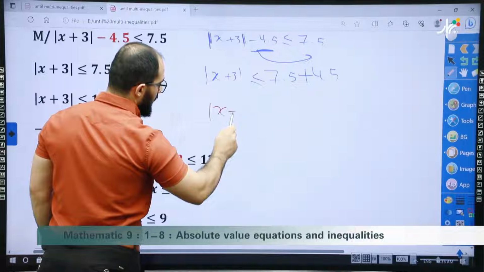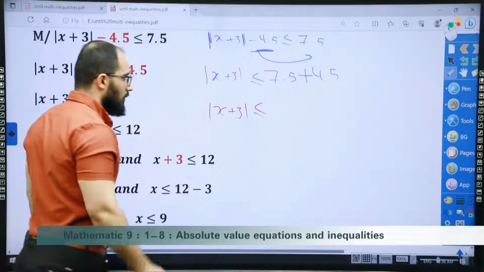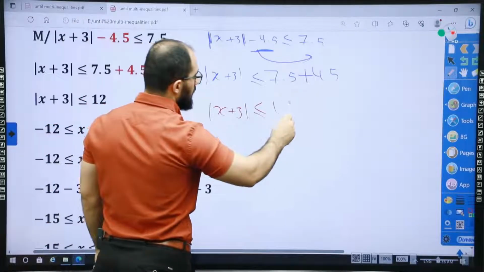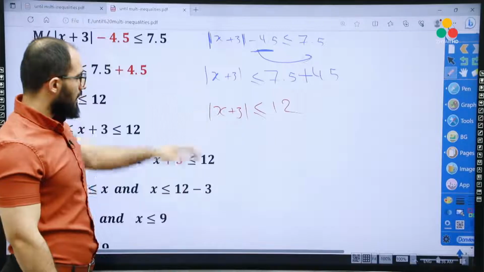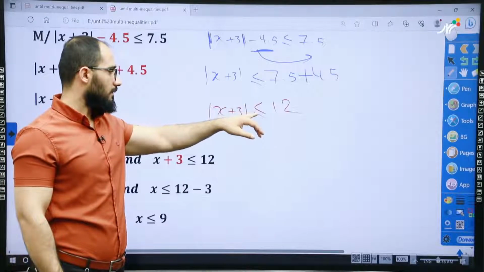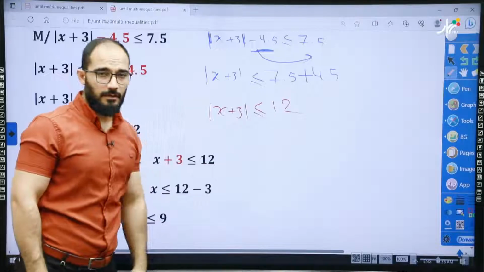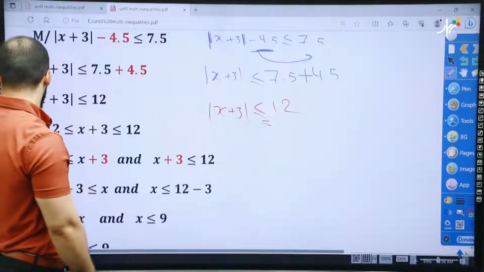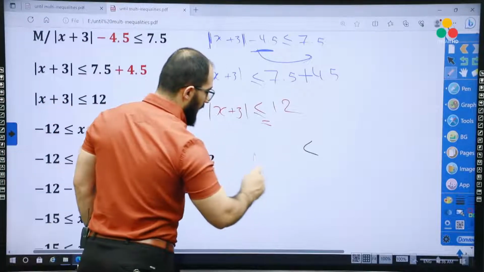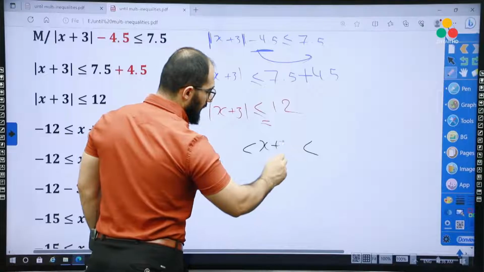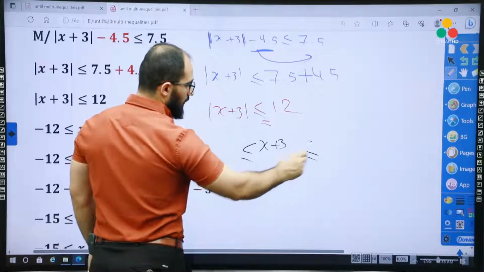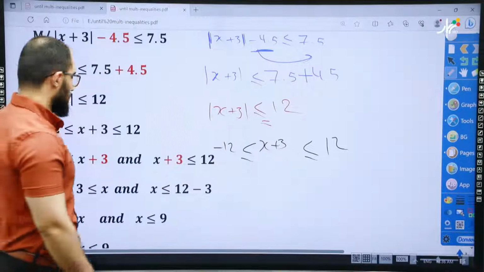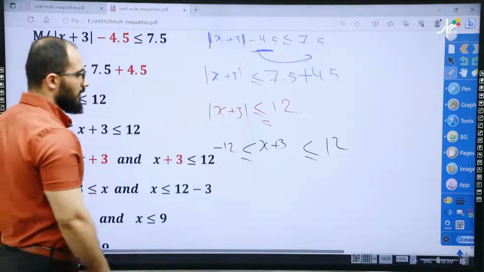Then add them up. The absolute value of x plus 3 less than or equal to 7.5 plus 4.5, it's going to be 12. So right now we have the absolute value of x plus 3 less than or equal to 12. Is it less than or greater than? It is less than. That's why it makes an and inequality. X plus 3 less than or equal to 12 and greater than or equal to negative 12. So we are going to solve it separately.